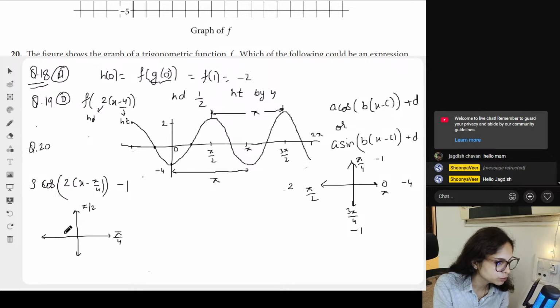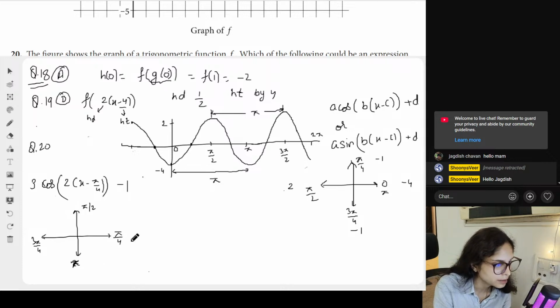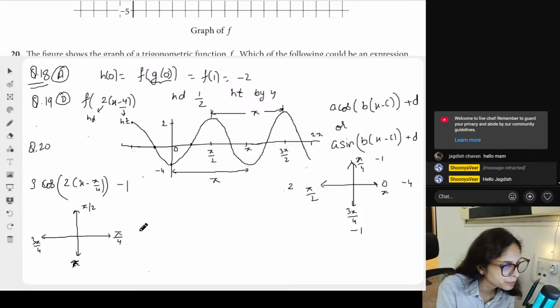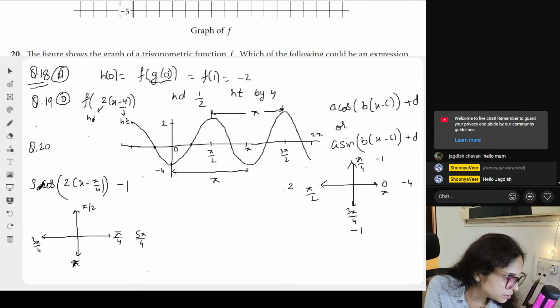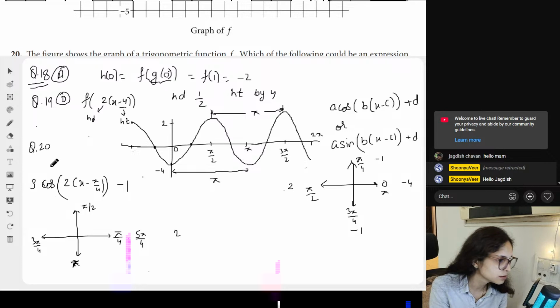This will become pi over 2. This will become 3 pi over 4. This will become pi. And this will become pi plus pi over 4, that is 5 pi over 4. Now because it is cosine, 3 minus 1, this value should be 2. At pi over 4, we do not have 2, so this option is already cancelled.